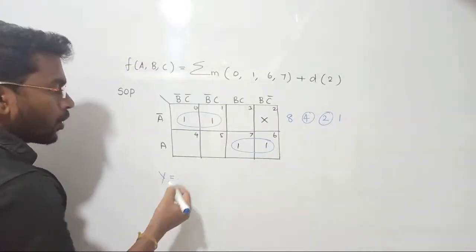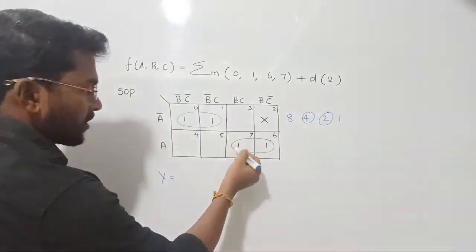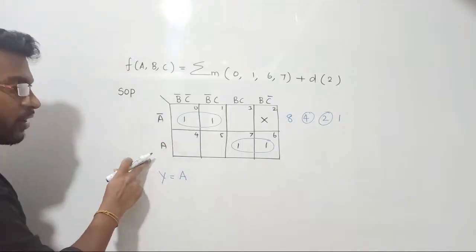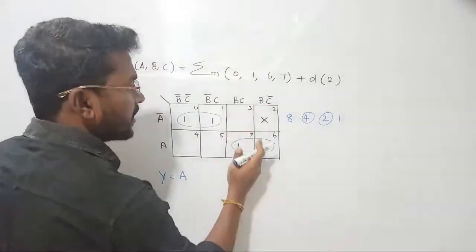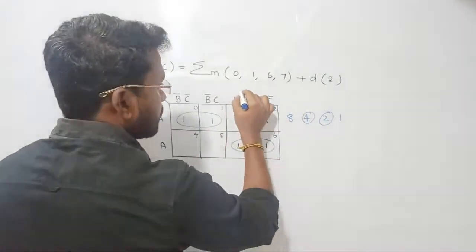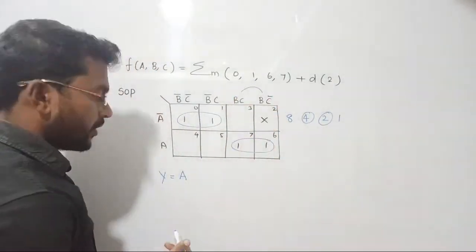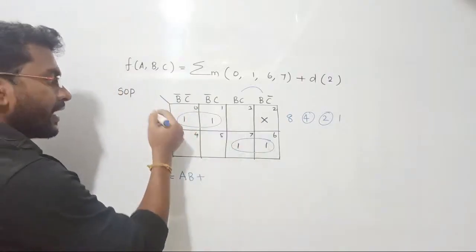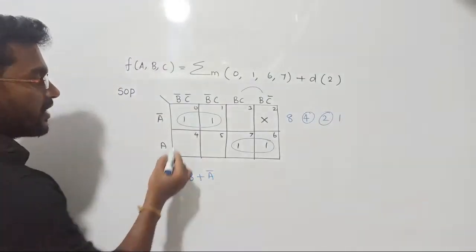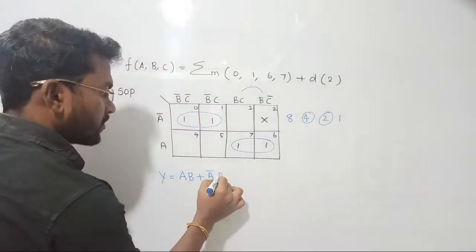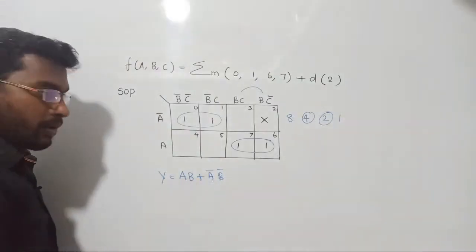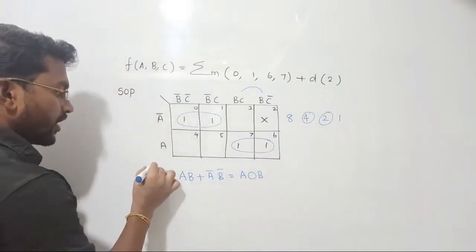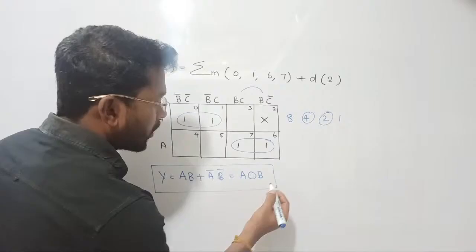What will our output be? Y equals, for this group, in the horizontal row I have A, and in the vertical, here we have BC and here BC bar, so the common term is B. That gives A into B, plus. Now consider this group: its horizontal line gives A bar, and in the vertical the common term is B bar. So the result is AB plus A bar B bar, which is known as the XNOR of A and B. That is the output for the given function. I hope things are clear to you all.